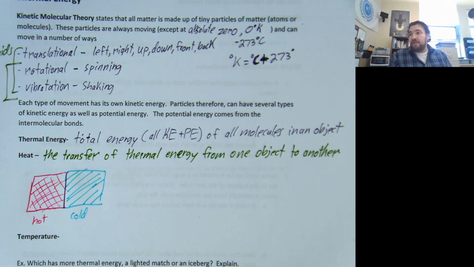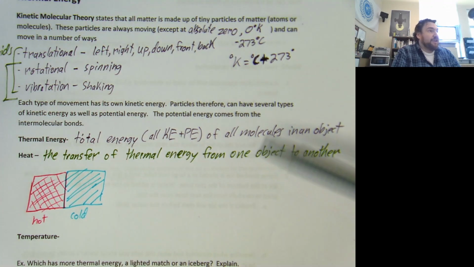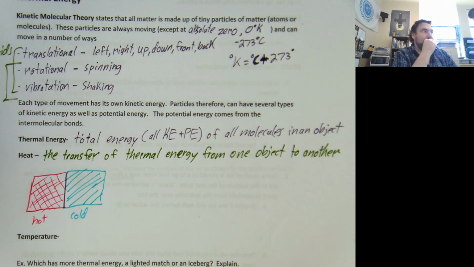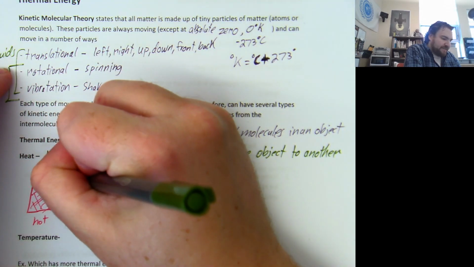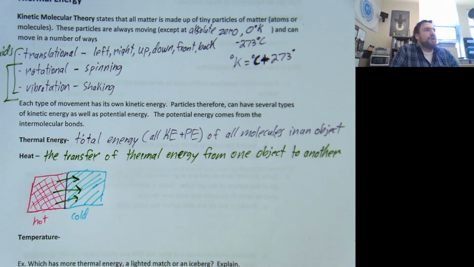What does heat do? It's the transfer of thermal energy. Which way does thermal energy always flow? To the colder object. Heat always flows out of hot into cold. Because what is cold? Cold is just a lack of thermal energy. Cold in itself cannot be defined. It is just the lack of something else.